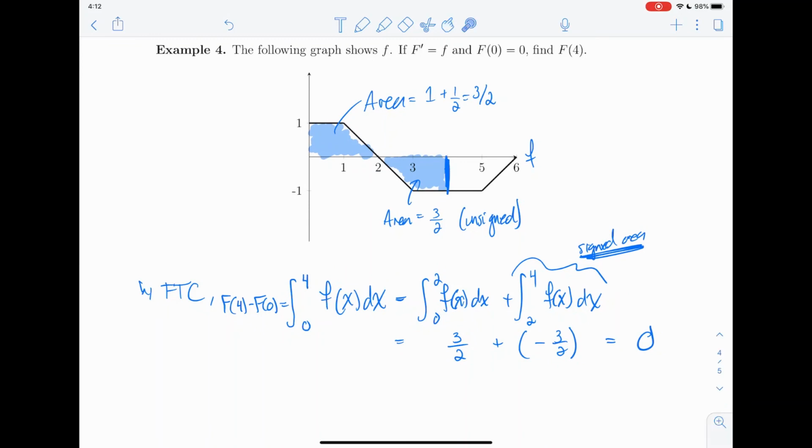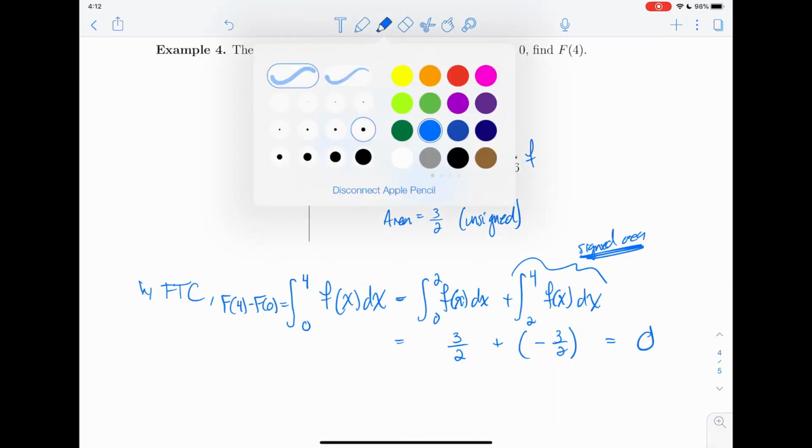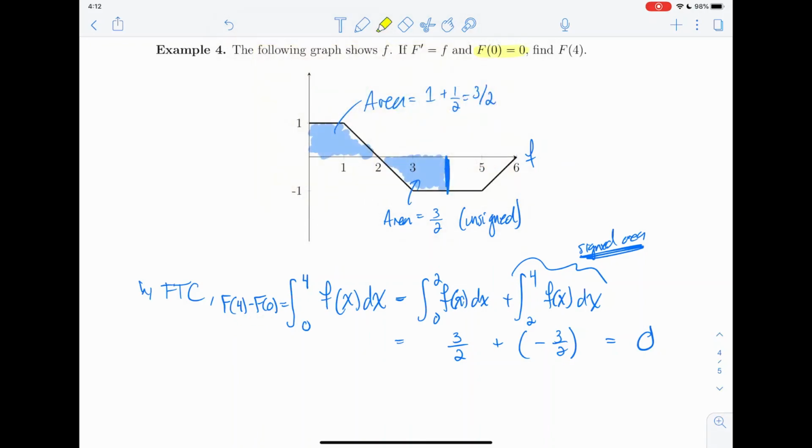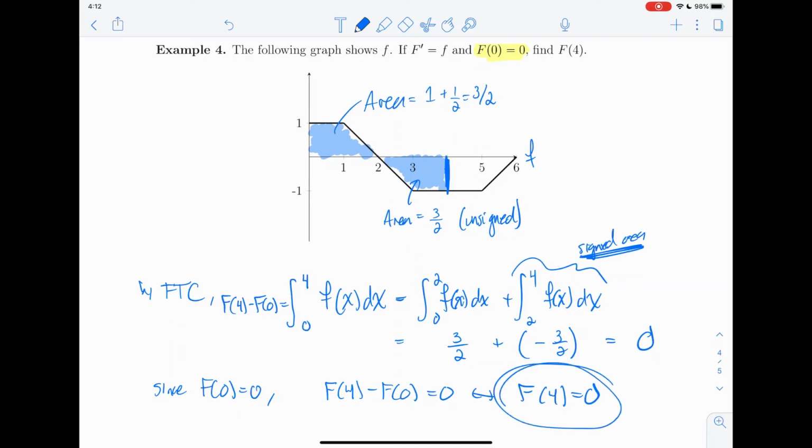So on one hand, this integral is equal to 0 by looking at the area, but on the other hand, this integral is equal to, by the fundamental theorem of calculus, capital F of 4 minus capital F of 0. However, we also have the additional understanding that F of 0 is 0. So since F of 0 equals 0, what we find is that F of 4 minus F of 0 equals 0, if and only if F of 4 is equal to 0 as well. So that's going to be our final answer.